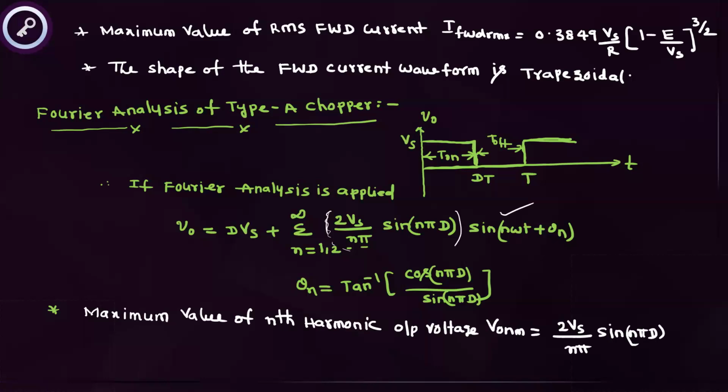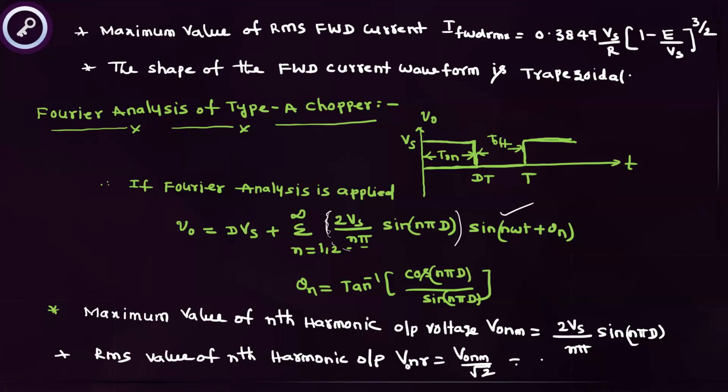What is the RMS value of the nth harmonic output voltage, friends? How do we get the RMS value of the nth harmonic output? Maximum value by root 2. Then by simplifying, the RMS value is root 2 Vs by n pi into sin n pi d.